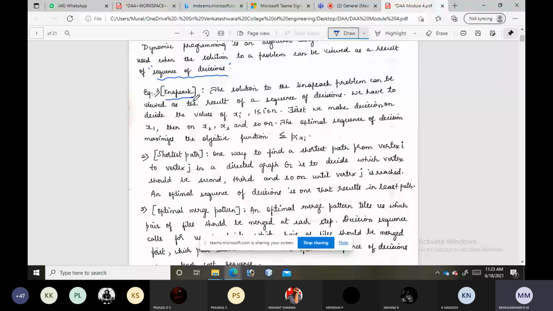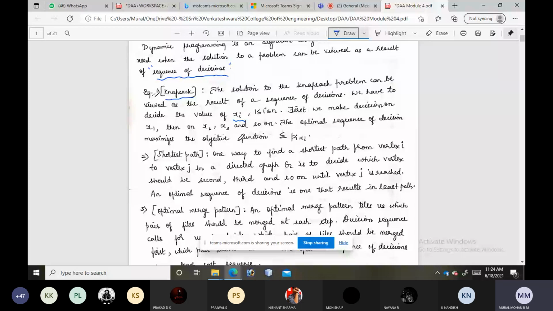So here the solution to the knapsack problem can be viewed as the result of a sequence of decisions. We have to decide the values of xi, that is, which has the highest profit. That one we should decide first. Then we make a decision: we'll put x1, then x2 or x3 and so on, right? So these are the optimal sequence of decisions which will maximize the objective function. So it is a maximization problem.